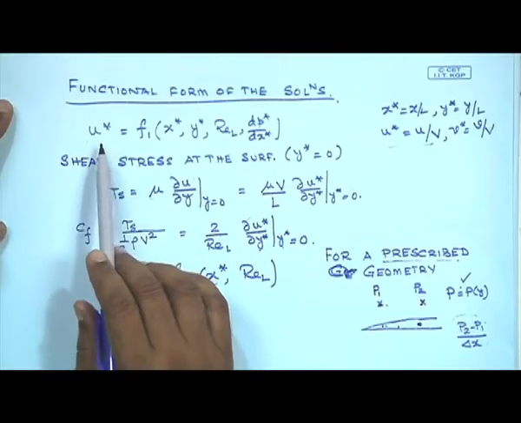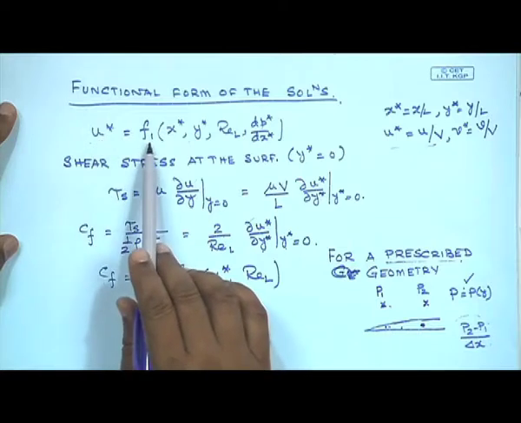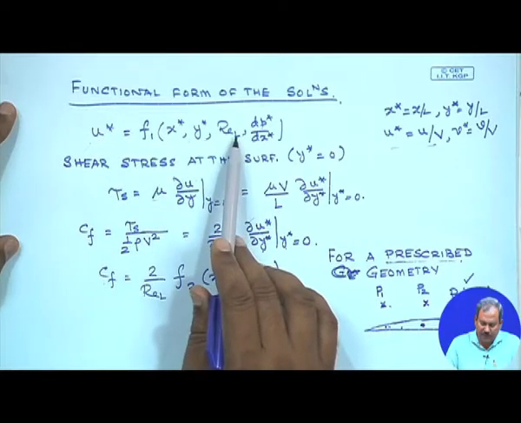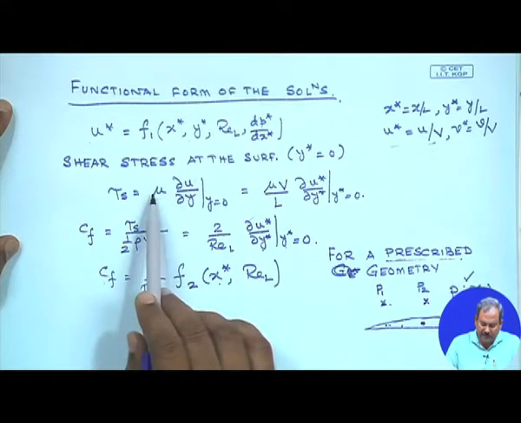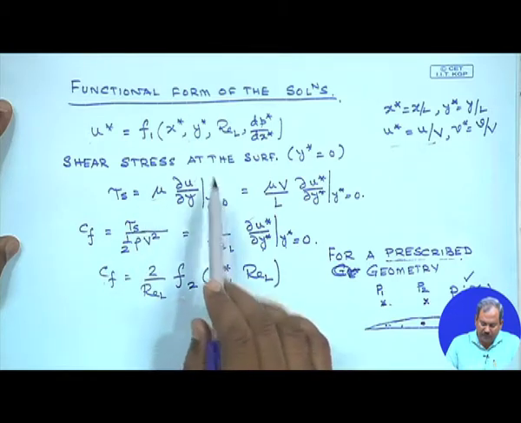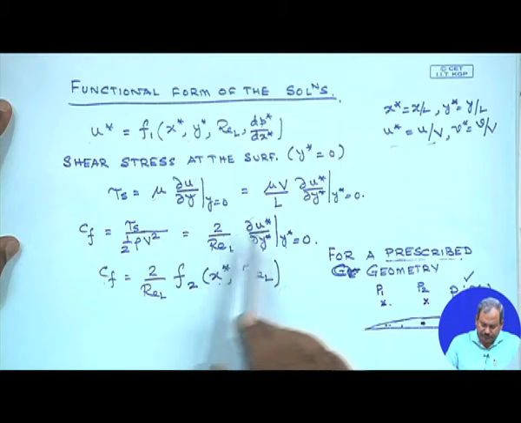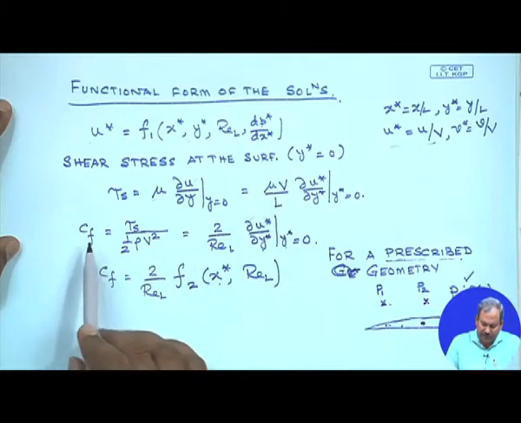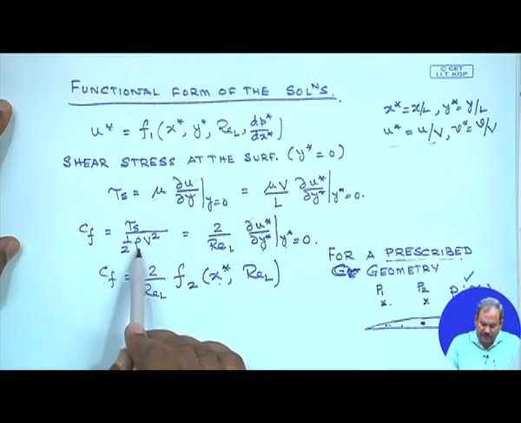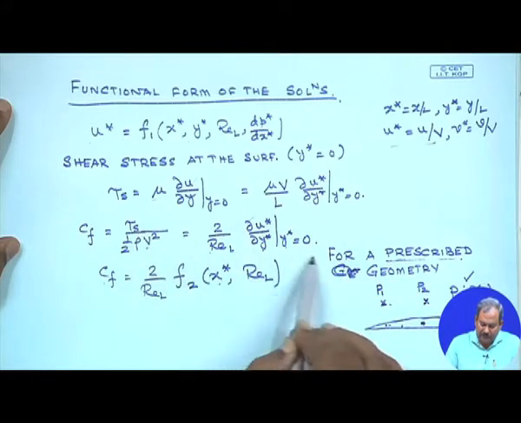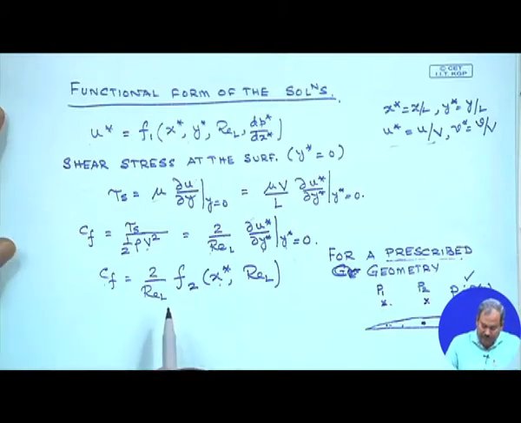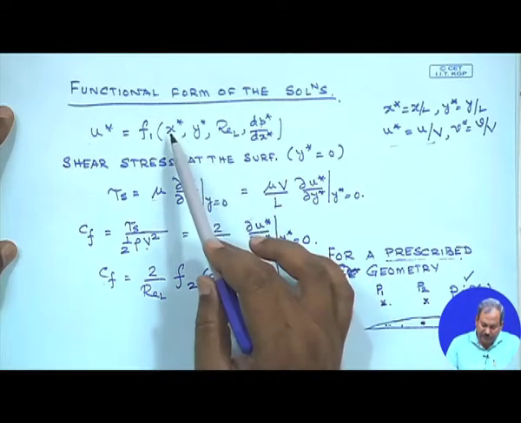So, with this we proceeded with the functional form of the solution. We saw that the velocity is going to be a function f1 of x, y, Reynolds number and dp/dx, and the shear stress is the velocity gradient multiplied by mu at y equals 0, since I am specifying the value of y, and then non-dimensionalizing it. So, the form of Cf, the friction coefficient, by definition is tau s by half rho v square, and when you put this form of tau s in here, this is the form of the friction coefficient, and the friction coefficient would obviously be a function of x star.